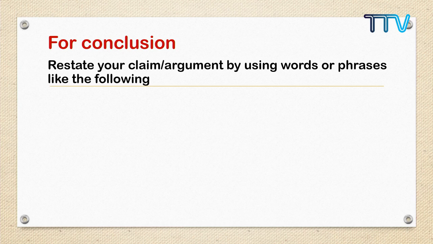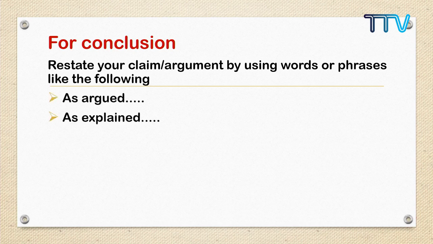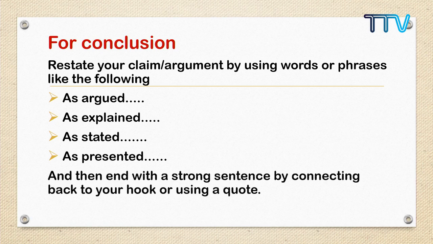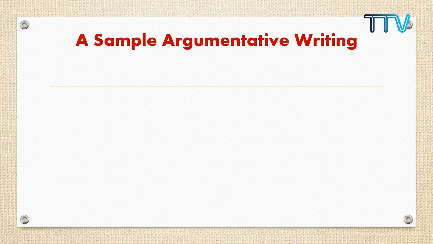And how can you conclude? You have to relate your claim and argument, and don't state your conclusion in the same way you began. It can be restating in a different way, but don't write it in the exact way you began. As argued, as explained, I feel that, make it strong. And then end with a strong sentence, connecting back to your hook.